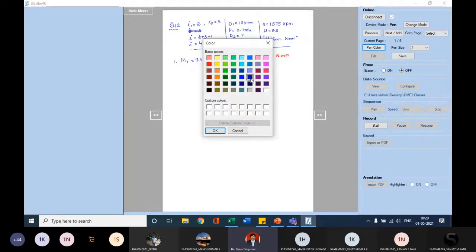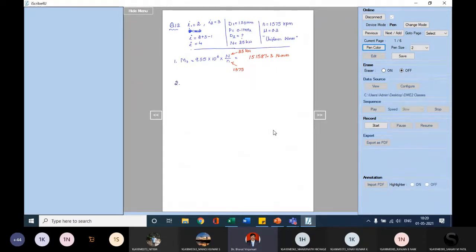Once it is done, then the second part, Dm. It is half of D1 plus D2, or D2 plus D1, anything is fine. So half of D2 plus D1, with D1 given as 120. So you have done the second part. The third part of the equation, FA. FA will be equal to half, uniform wear theory, pi P D1 (D2 minus D1).